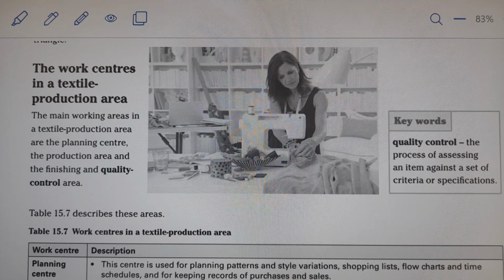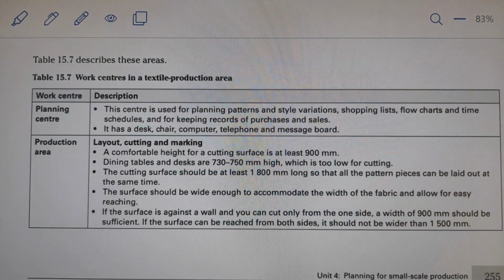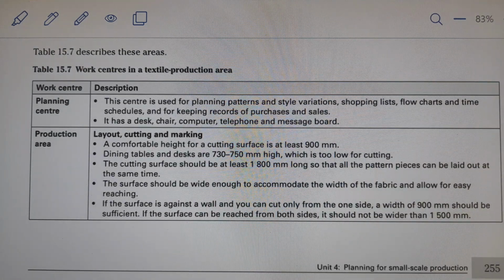Now let's look at the work centers in a textile production area. We have the planning, we have the production like last time. But the planning here is used for planning patterns and style variation, shopping lists, flow charts, and time schedules, and for keeping records of purchases and sales. It has a desk, computer, chair, cell phone, and message board, same as the food preparation area. Now we come to production.